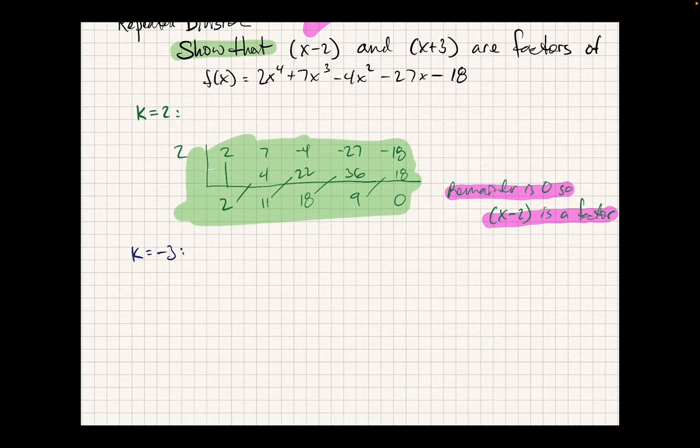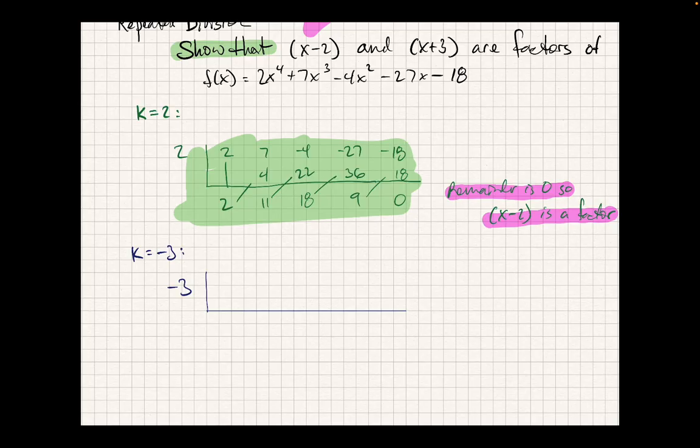What do I write on the left side, outside of my box? Negative 3. And then what do I write inside my box? 2, 7, negative 4, negative 27, negative 18. No, those are the leading coefficients.